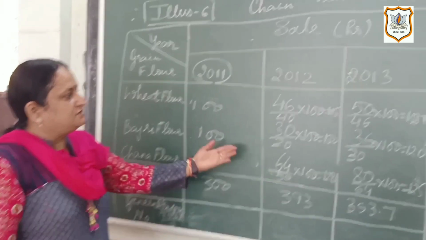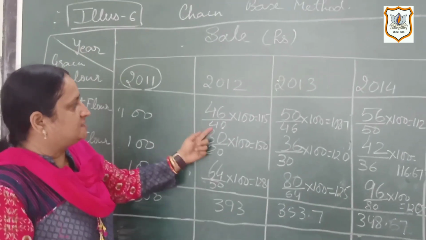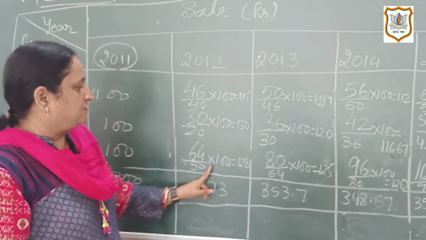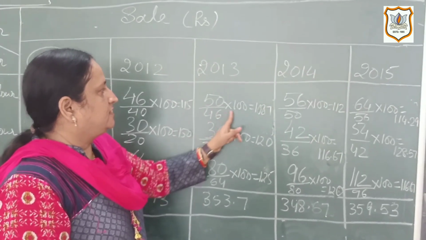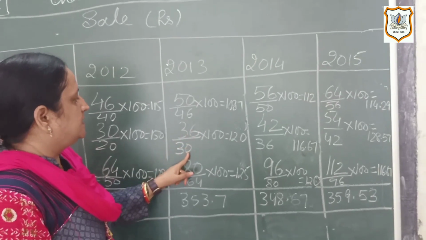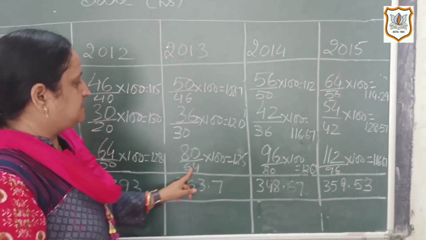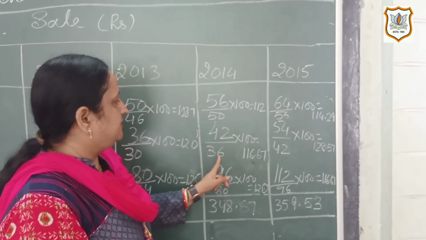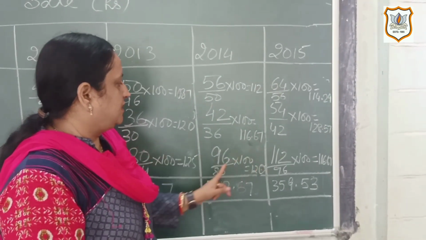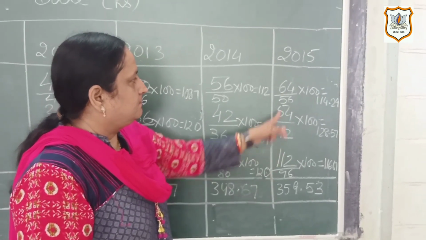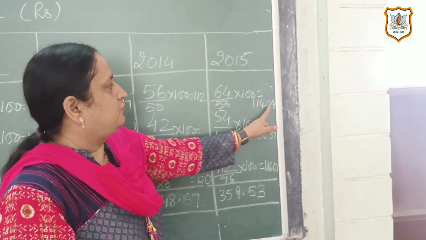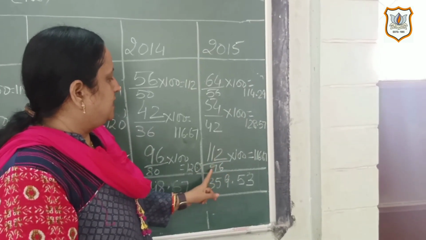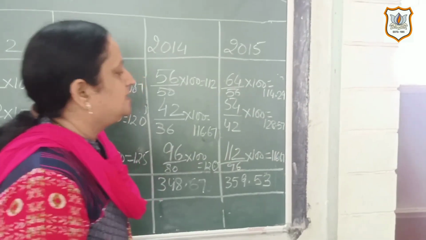Now the answers which you will get on calculating will be: 46 upon 40 into 100 is 115, 30 by 20 into 100 is 150, 64 by 50 into 100 is 128, 50 by 46 into 100 is 108.7, 36 by 30 into 100 is 120, 80 by 64 into 100 is 125, 56 by 50 into 100 is 112, 42 by 36 into 100 is 116.67, 96 by 80 into 100 is 120, 64 by 56 into 100 is 114.29, 54 by 42 into 100 is 128.57, 112 divided by 96 into 100 is 116.67.